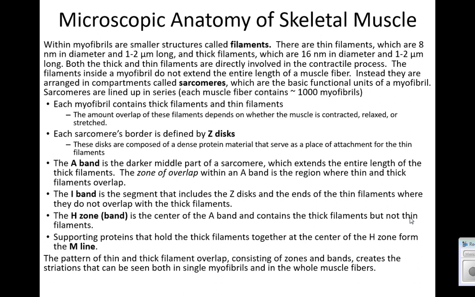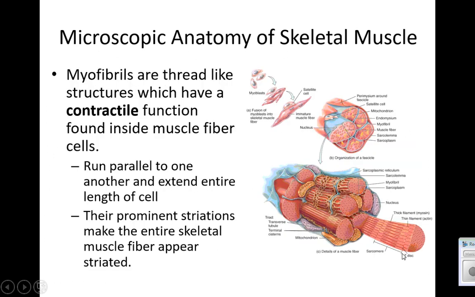These are the actual structures that are involved in the contractile process. These filaments inside of our myofibrils will not actually run the entire length. If I pretend that this yardstick is a myofibril, filaments would not run the entire length. Instead, they are organized at regular intervals into sarcomeres. So sarcomeres, as it states, are the basic functional units of a myofibril. And we can see that down here. They're showing one bracket. Inside of that bracket is where you find thick and thin filaments.